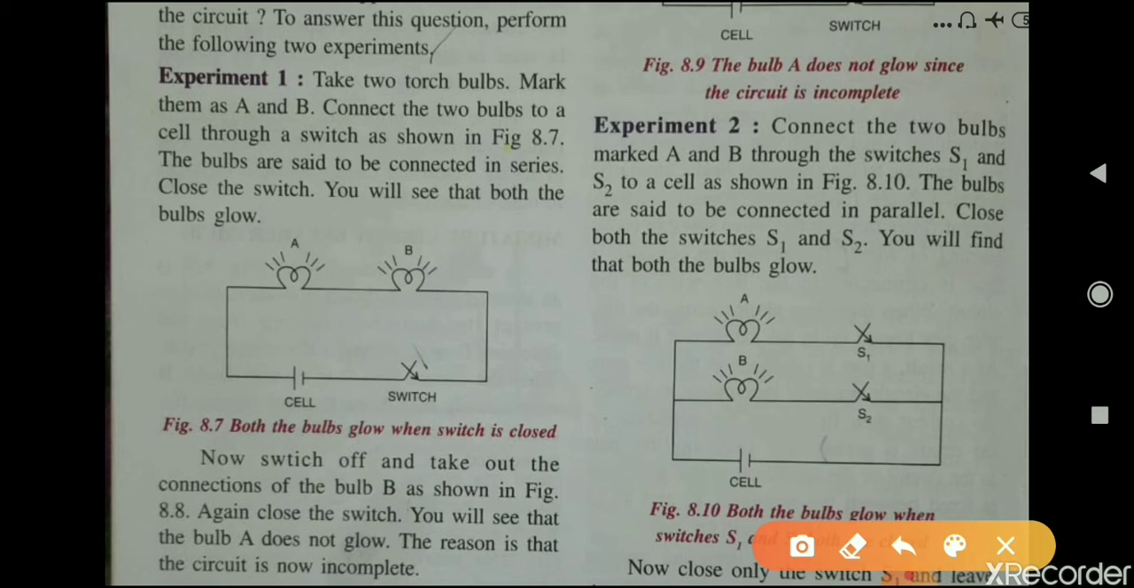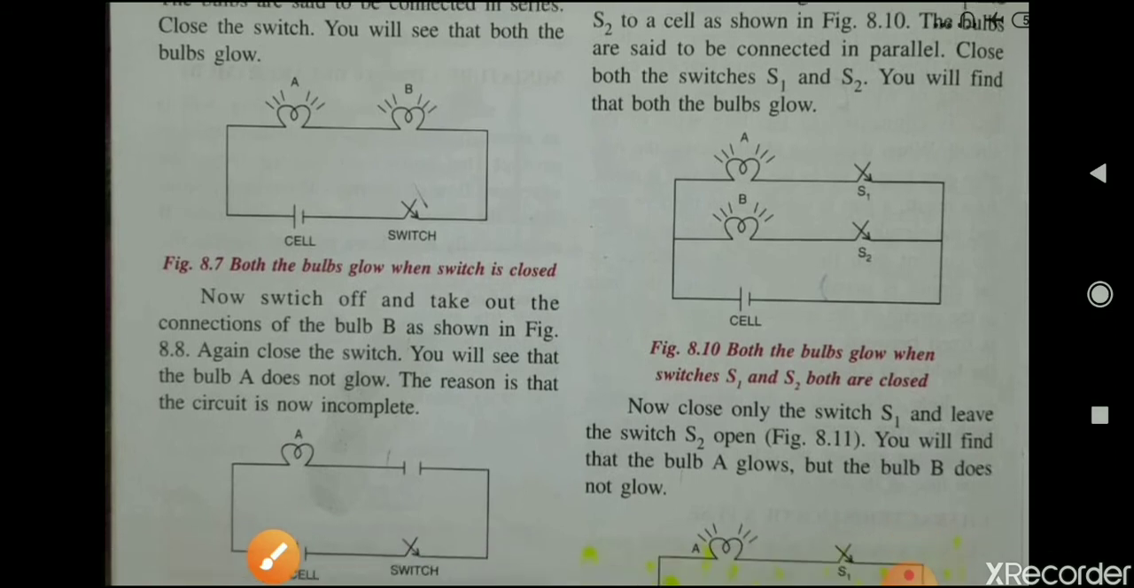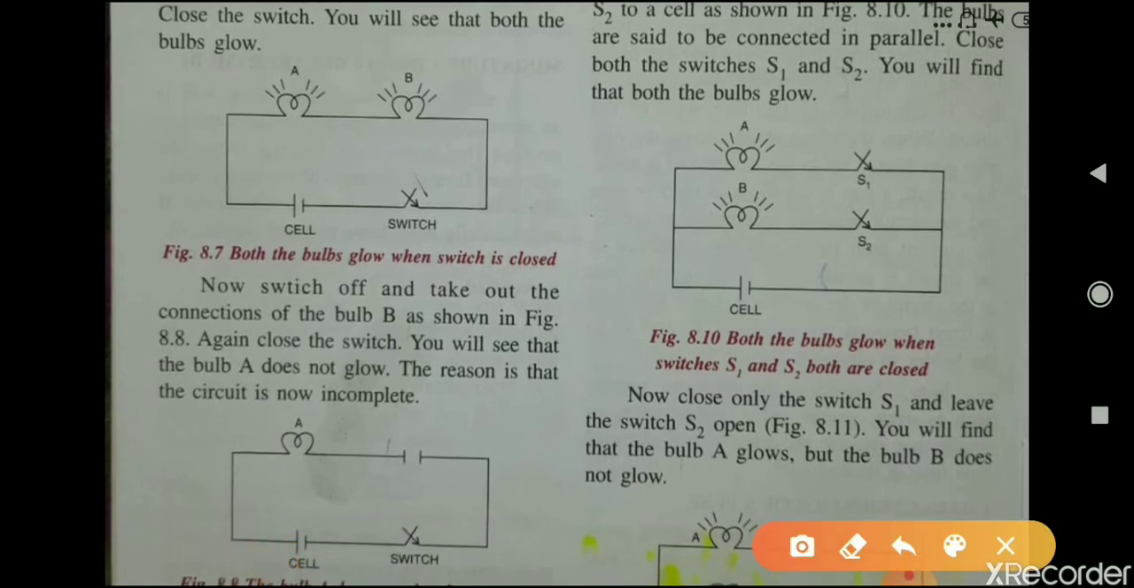Take two torch bulbs, as you can see here, and mark them as A and B. Now connect the two bulbs to a cell through a switch as shown in this figure. These bulbs are connected to this cell, and this is a switch. Now switch off and take out the connection of the bulb B as shown in the figure.